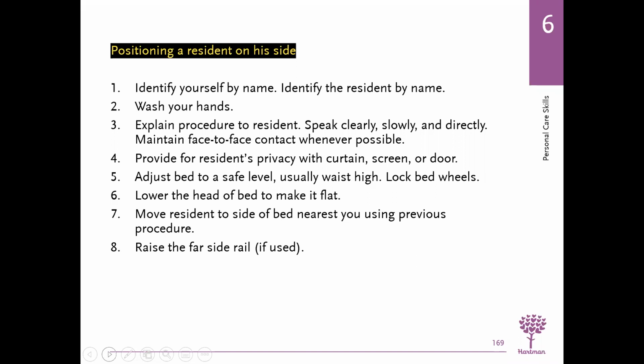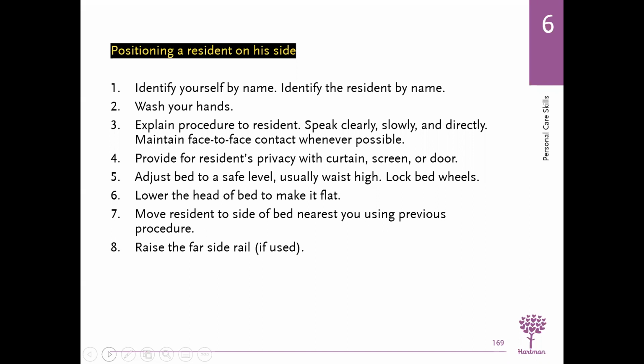Log rolling means moving a resident as a unit without disturbing the alignment of the body. The head, back, and legs must be kept in a straight line. This is necessary in cases of neck or back problems, spinal cord injuries, or after back or hip surgeries. It is safer for two people to perform this procedure together. Again, a draw sheet will be used and is helpful for moving. Page 161 shows you an example of log rolling.